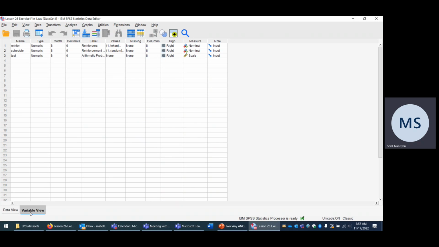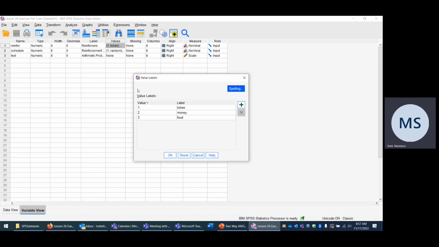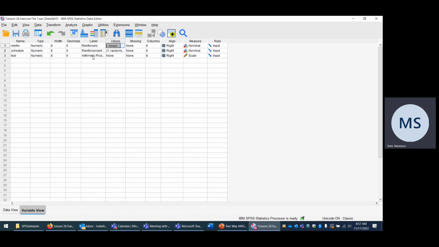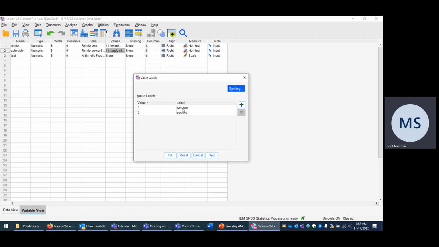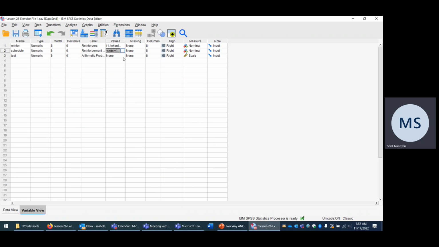So the reinforcer, if we look at our variable view, we can see reinforcer is our first independent variable. And this has 3 levels. Either people get token, money, or food as a reinforcer. So it's coded. And then the schedule is random or spaced. So that's our second independent variable.